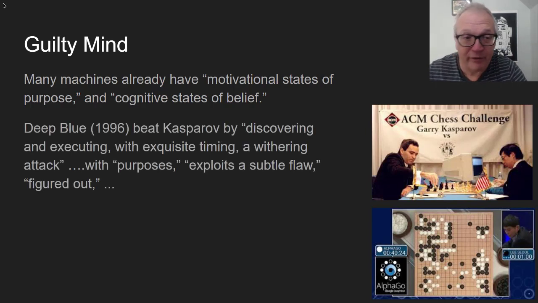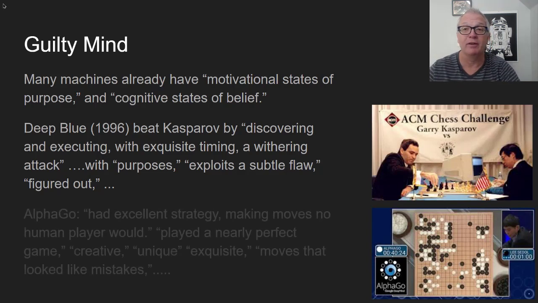And for reference here, what Dennett does is he goes back to the case where IBM's Deep Blue beats Kasparov playing chess. I just lifted some language here where people describe, and I think this is actually Dennett's language for describing how it is that Deep Blue beat Kasparov. Dennett says, well, Deep Blue discovers and executes with exquisite timing a withering attack. And Deep Blue's got purposes. Deep Blue exploits a subtle flaw. Deep Blue figures out how to beat Kasparov, and so on.